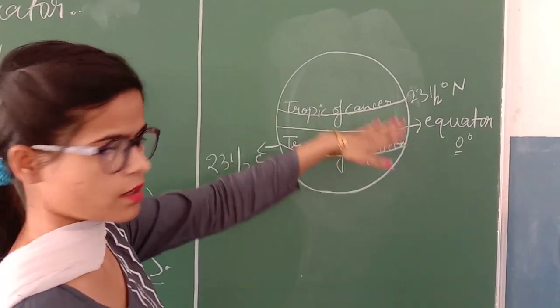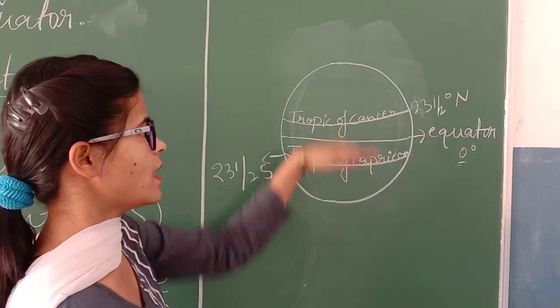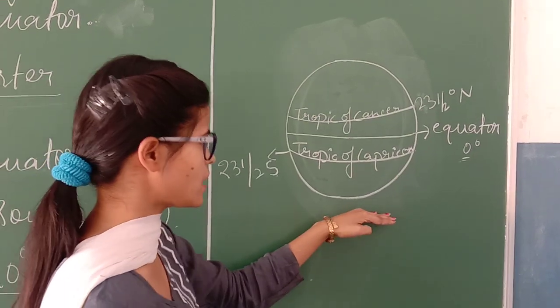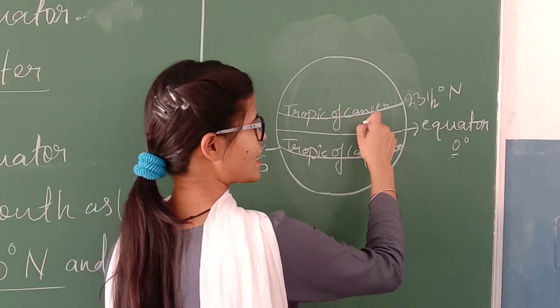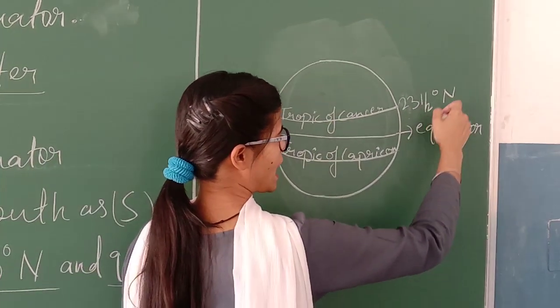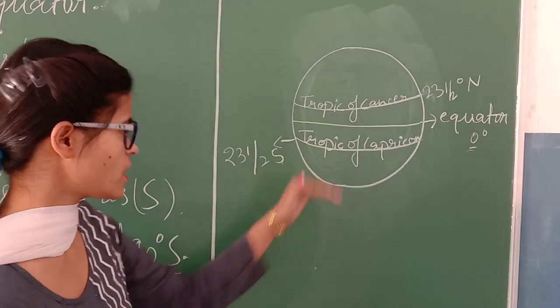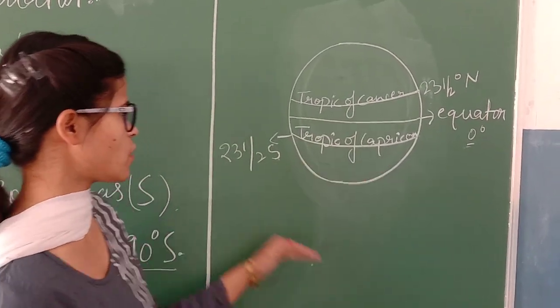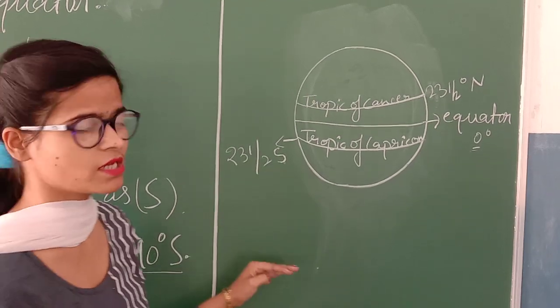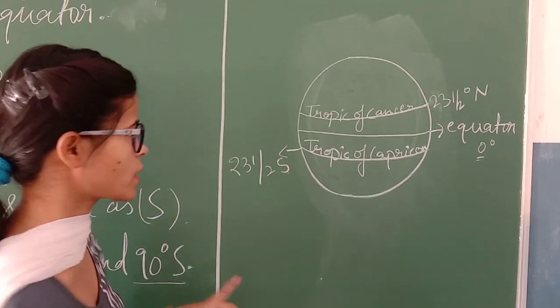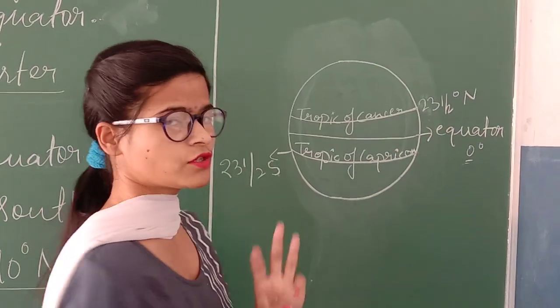So this is the equator. It divides the earth into two equal hemispheres, that is northern hemisphere and southern hemisphere, and Tropic of Cancer is at 23.5 degree north, northern hemisphere, and Tropic of Capricorn is at 23.5 degree southern hemisphere. These are the three important lines.